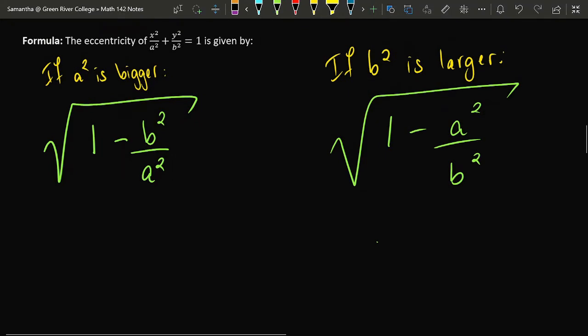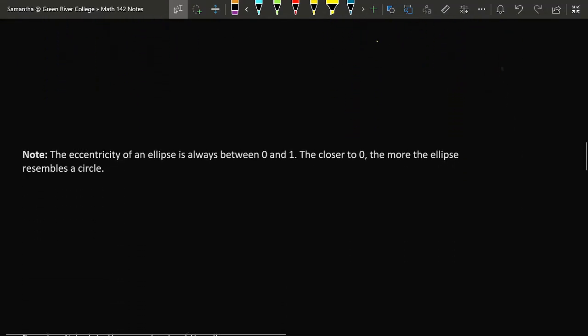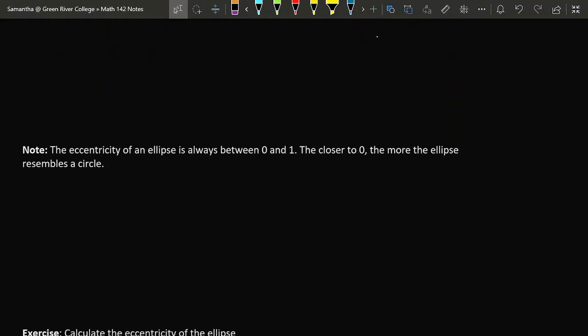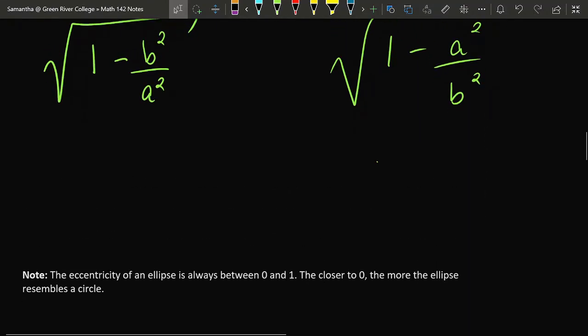Now, it turns out that the result of this calculation, the eccentricity, is always going to be a number which is between 0 and 1. Now, if the eccentricity is close to 0, it is a low eccentricity, then your ellipse is vaguely circle-shaped. And if your eccentricity is close to 1, then your ellipse is quite stretched.